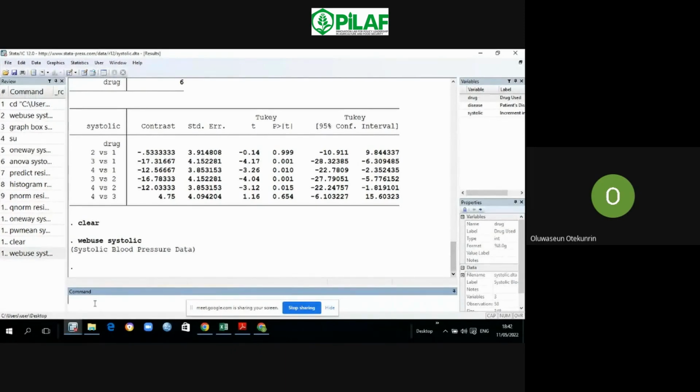So for number 4 now, we examine the box plot again. Examine box plot. Graph box systolic, over drug, over disease.